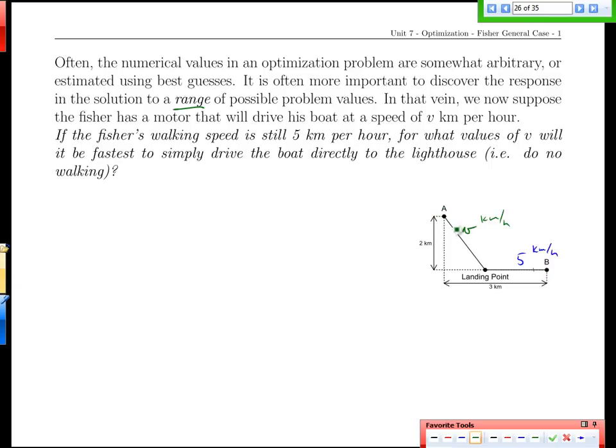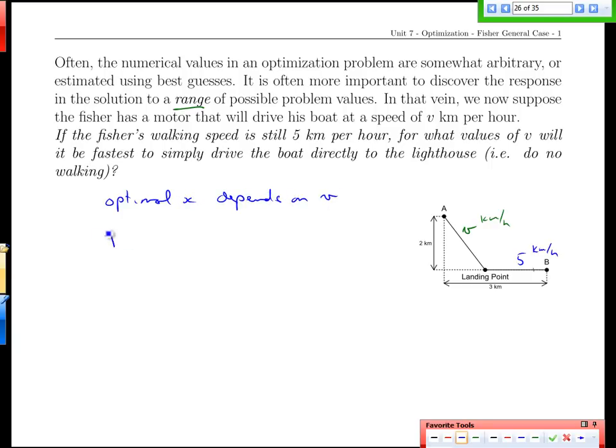But it might be that even if we row slower than we can walk, it would still be best to go straight to the lighthouse. Okay, that's the challenge. How do we work that into the kind of calculations that we do with critical points? We're still talking about an optimal value, but it's going to depend on v. So the optimal x depends on v.